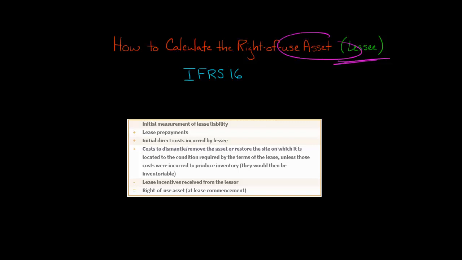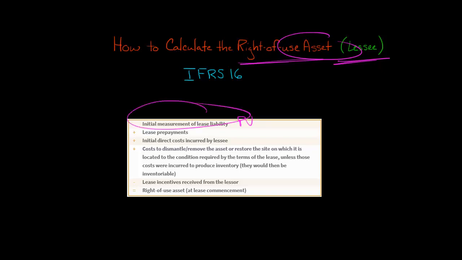The question is, what amount does it record for that right-of-use asset? Well, we're going to start with the initial measurement of the lease liability, and then we're going to make some adjustments to it to calculate the right-of-use asset at the commencement of the lease. Now, how do you calculate the initial lease liability at commencement of the lease? I've got another video showing you how to do that. Long story short, it is the present value of the expected lease payments, okay?